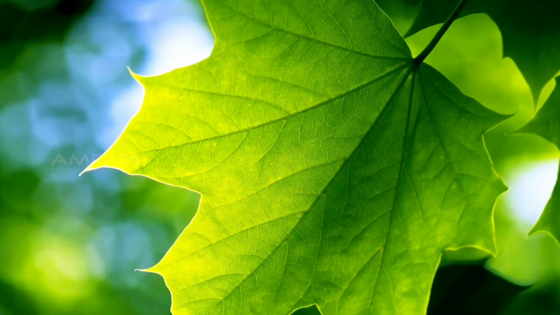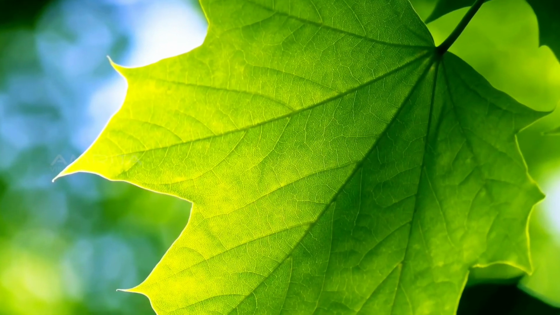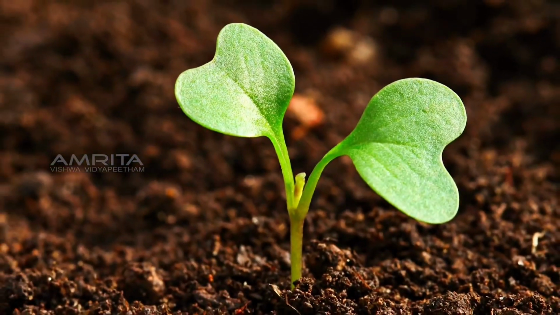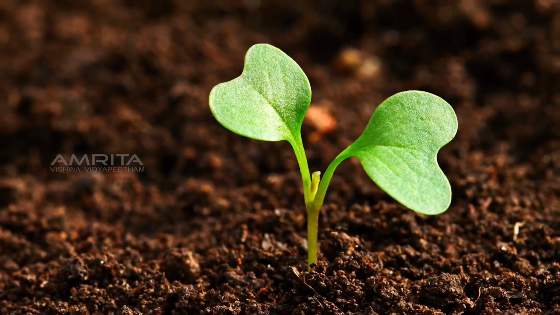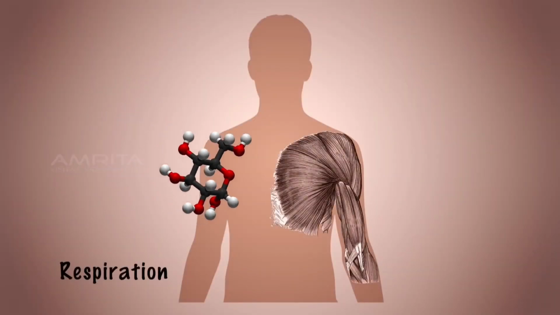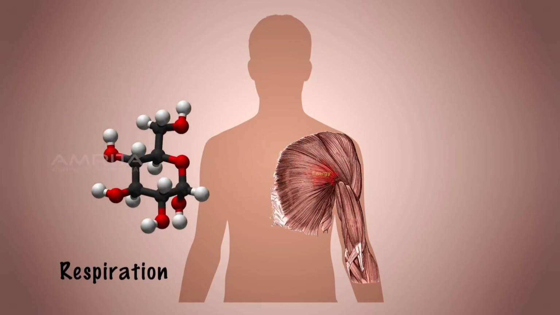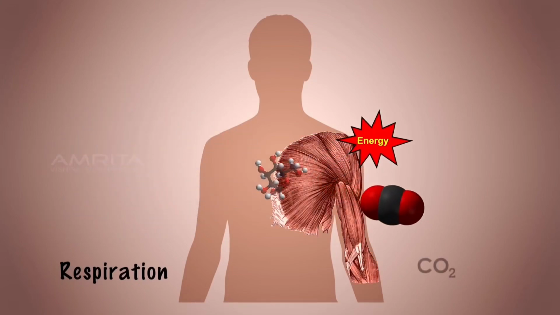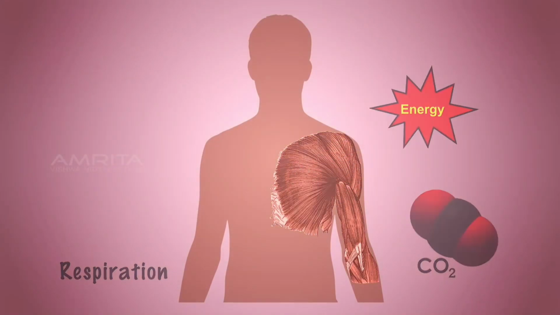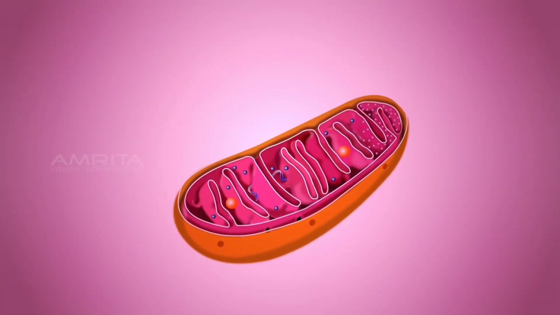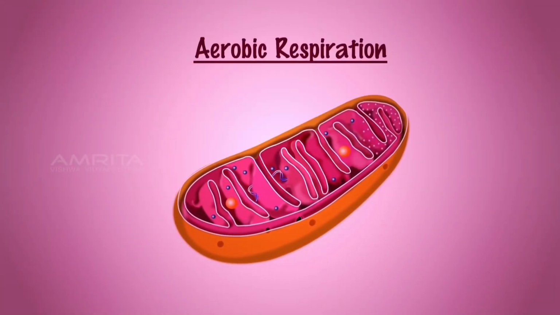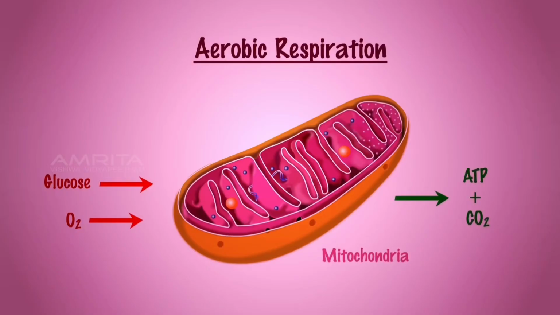Respiration is the process through which energy stored in organic molecules is released for growth and other life processes. During respiration, organic food breaks down into simpler substances and liberates carbon dioxide and energy. Respiration that requires oxygen is called aerobic respiration. Aerobic respiration takes place inside the mitochondria.